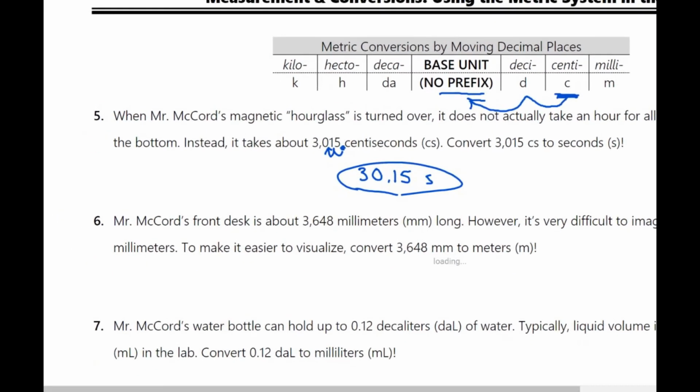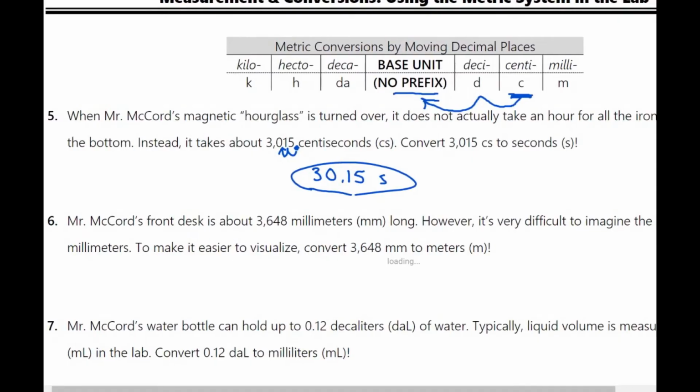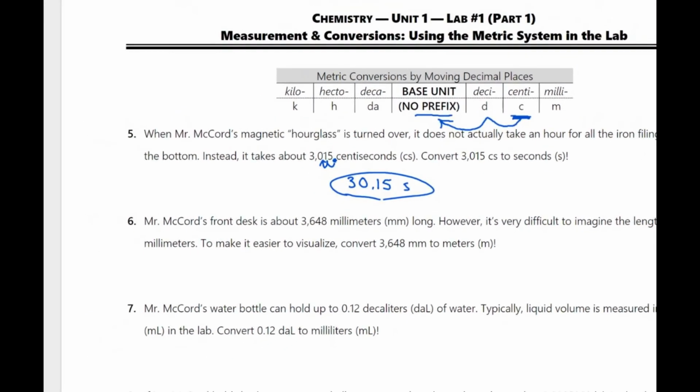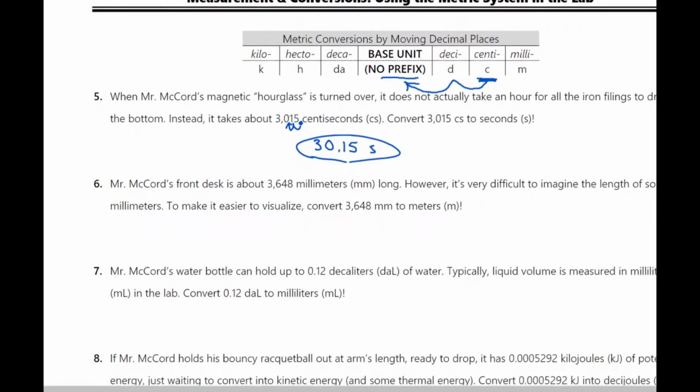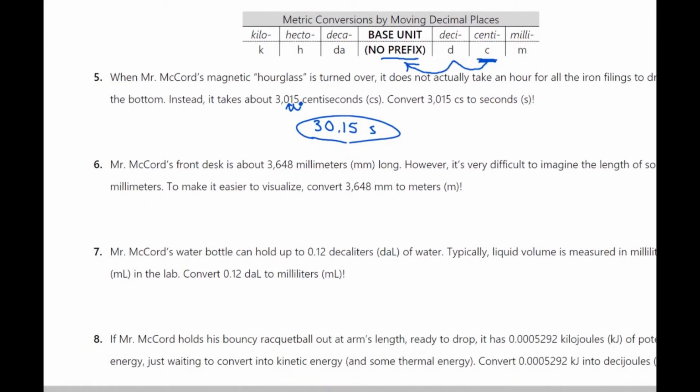My front desk is about 3,648 millimeters long. That's a lot of millimeters, and it's a lot to imagine having that many millimeters. So instead, we're going to convert that to meters. Millimeters might be too small of a unit for such a large length, so we're going to convert it. Let's do a different color. Let's do pink. All right, so I'm starting this time in millimeters. I'm starting at the milli prefix here, and I'm going to meters, which again is a base unit.